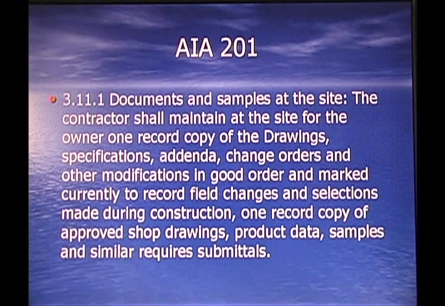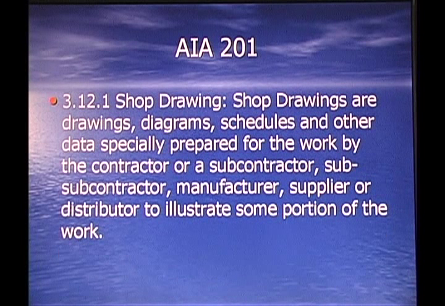3.11.1, documents and samples at the site. The contractor shall maintain at the site for the owner one record copy of the drawings, specifications, addenda, change orders, and other modifications in good order and marked currently to record field changes and selections made during construction. One record copy of approved shop drawings, product data, samples, and similar required submittals shall also be on the property.